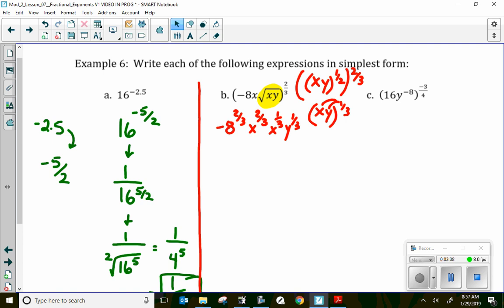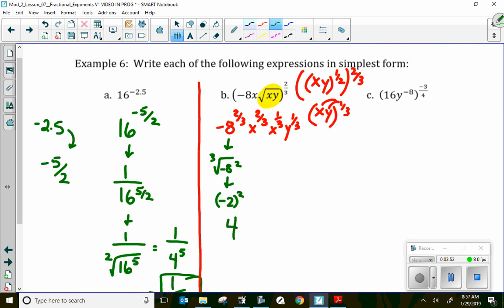Now I could take this a step further. This is the cubed root of negative 8 squared. Well, the cubed root of negative 8 is negative 2, and if I square negative 2, that's positive 4. All right? These two, this is actually nice.